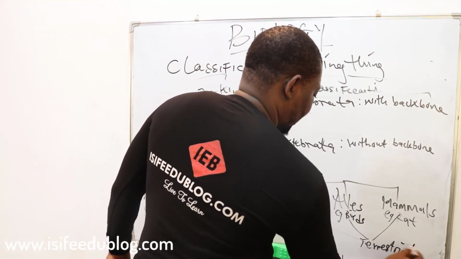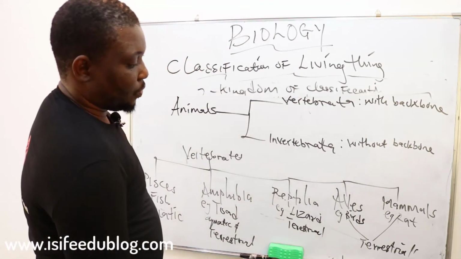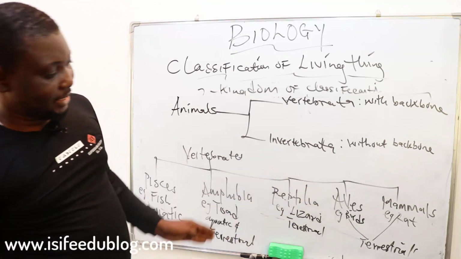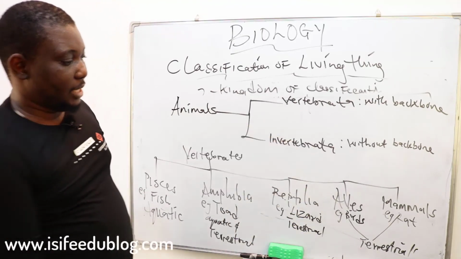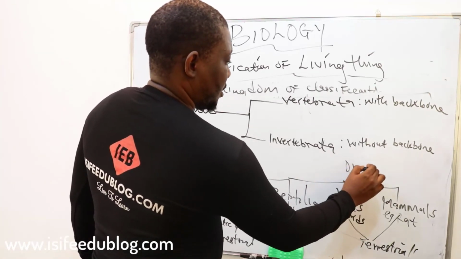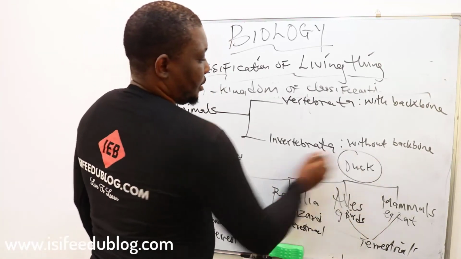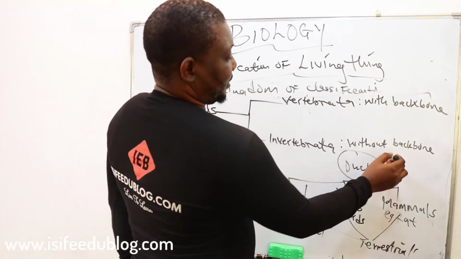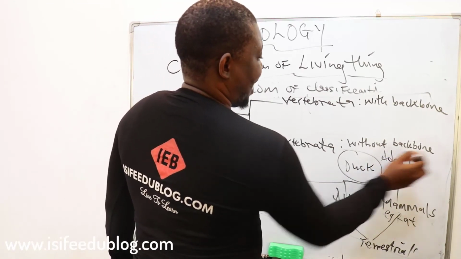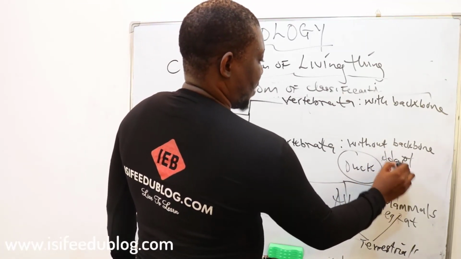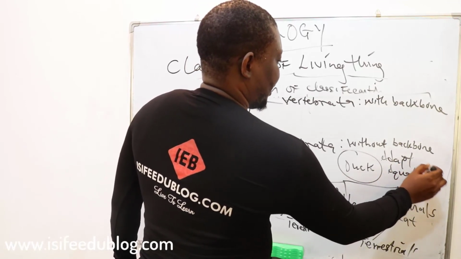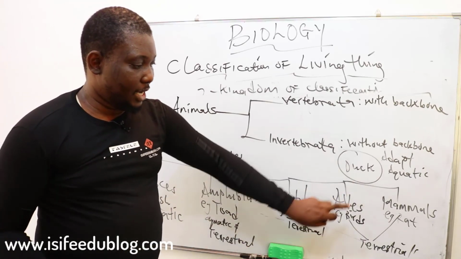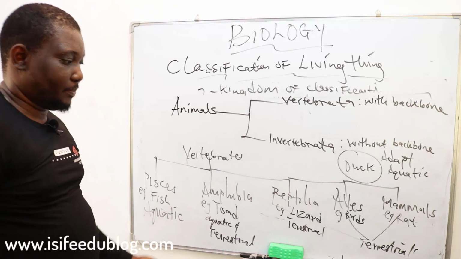land organisms. But there is one group of aves that can live life both on land and in water. A typical example is a duck. Duck is aves, because duck can adapt life both in water, aquatic, and terrestrial. Duck is a typical aves that is both terrestrial and aquatic.